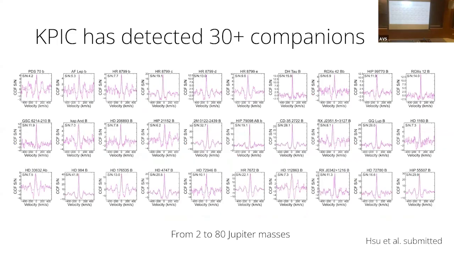So KPIC has detected over 30 companions. These are both exoplanets and brown dwarfs. They span the whole range from 2 Jupiter masses all the way up to 80 Jupiter masses, basically the hydrogen burning limit. So here you can see a cross correlation function. Every peak represents a detection from one of our data sets. And from all these data sets, we can measure the spin of all of these objects.